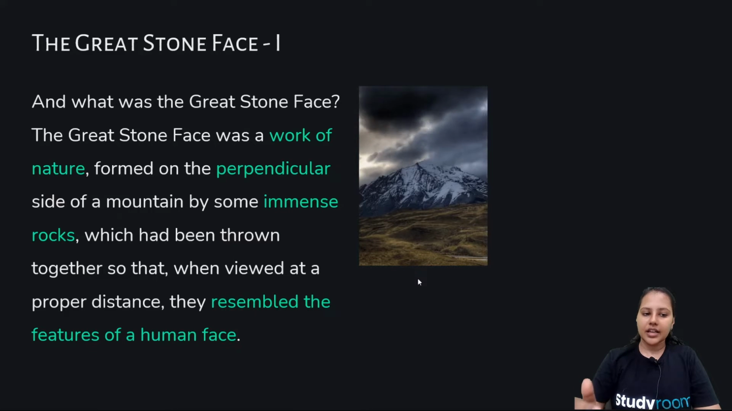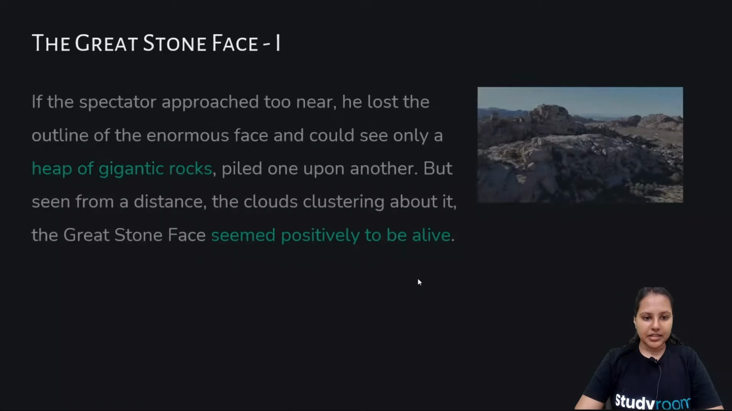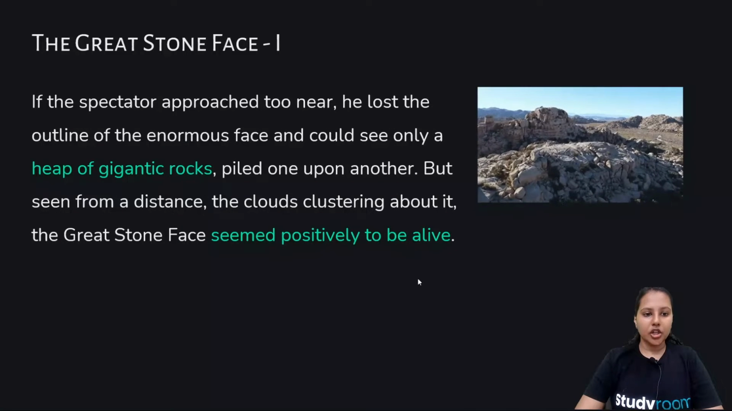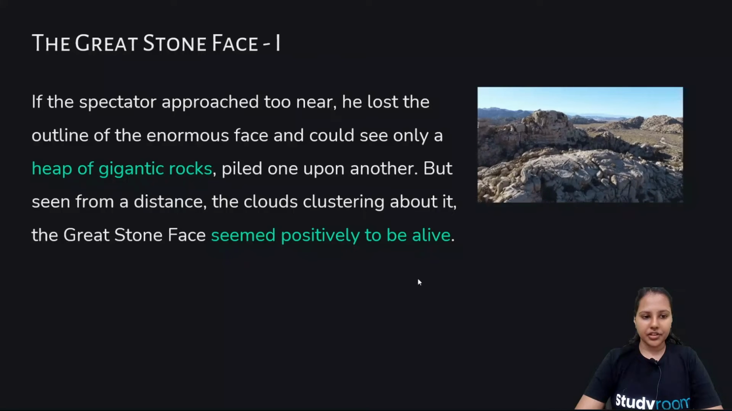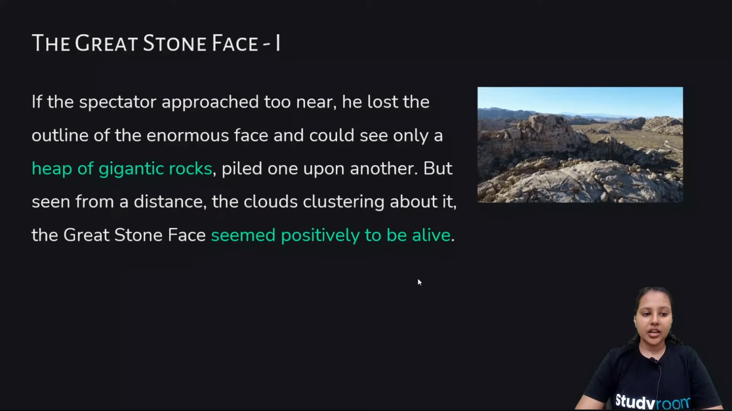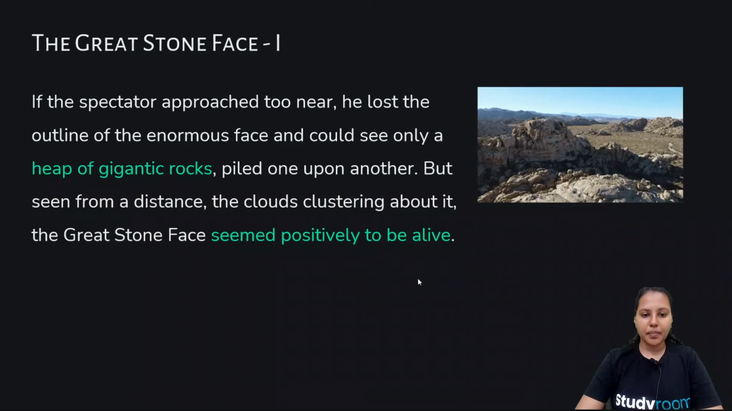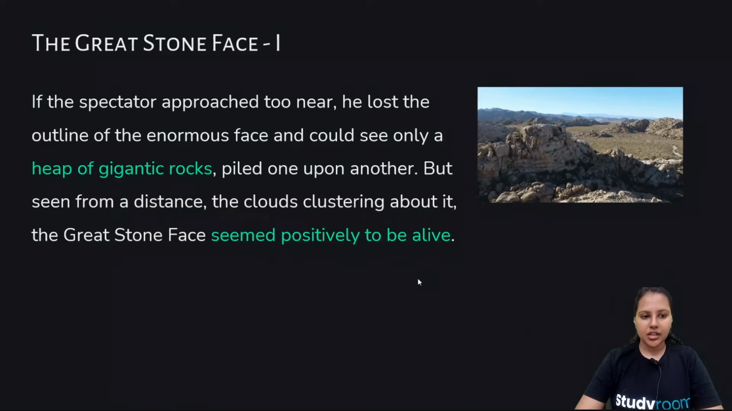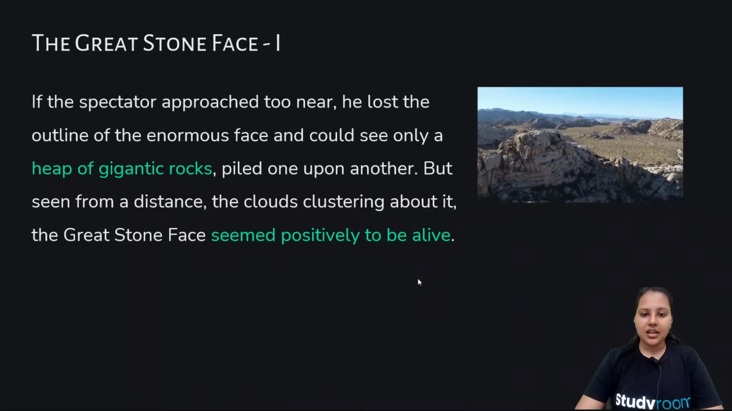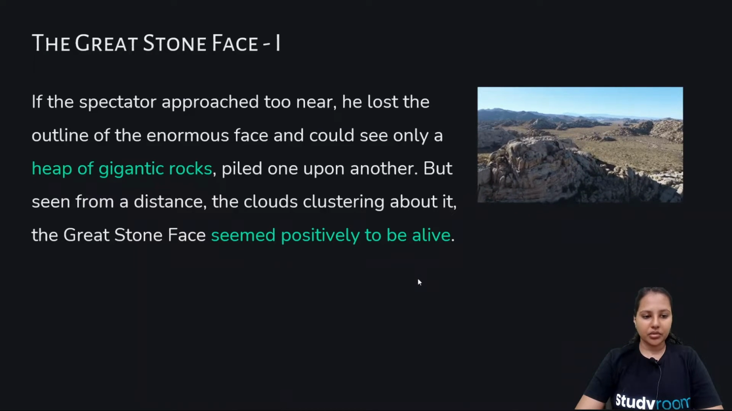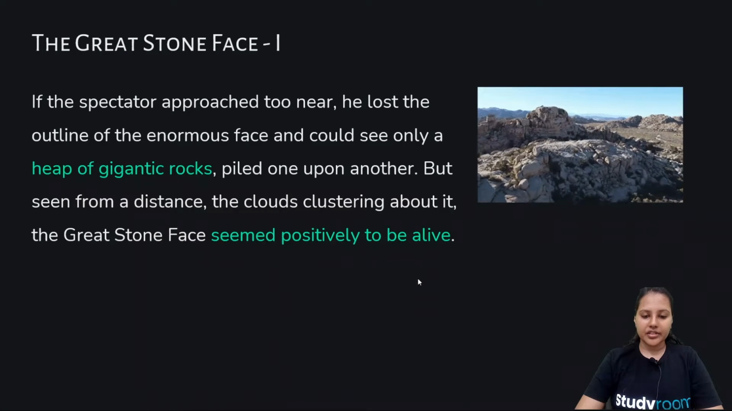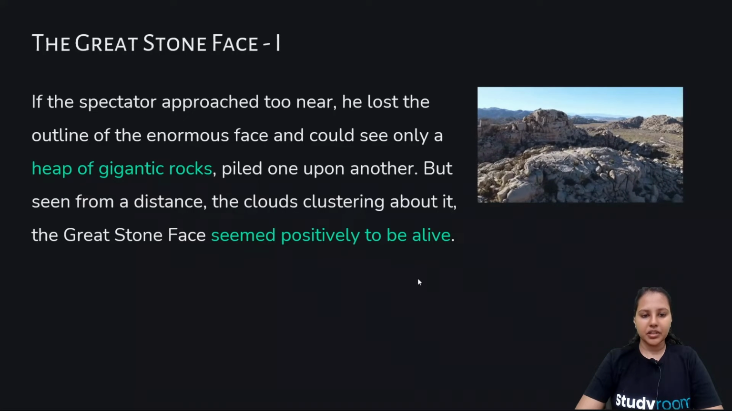As the mountain had landslides and everything, the rocks formed a structure which actually looked like a face. If the spectator approached too near, he lost the outline of the enormous face and could see only a heap of gigantic rocks piled one upon another. But seen from a distance, the clouds clustering about it, the great stone face seemed positively to be alive.